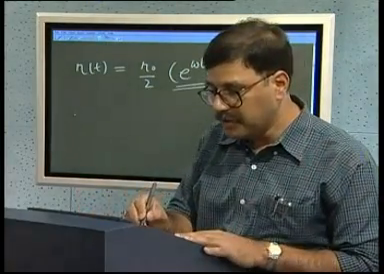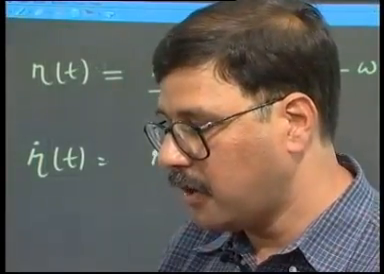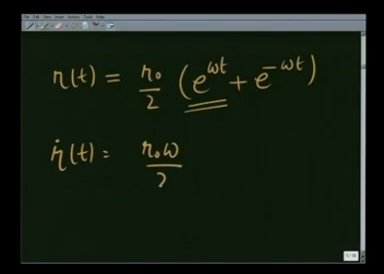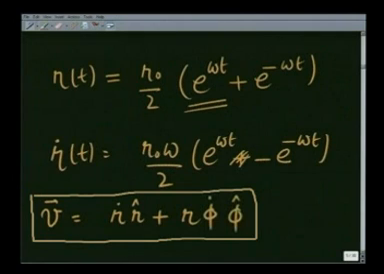How about the velocity in radial direction? It is going to be equal to r naught omega divided by 2 times e raised to omega t minus e raised to minus omega t, when I differentiate. The general velocity v is going to be r dot in the r direction plus r phi dot in the phi direction, and you can substitute the values and find the general velocity.